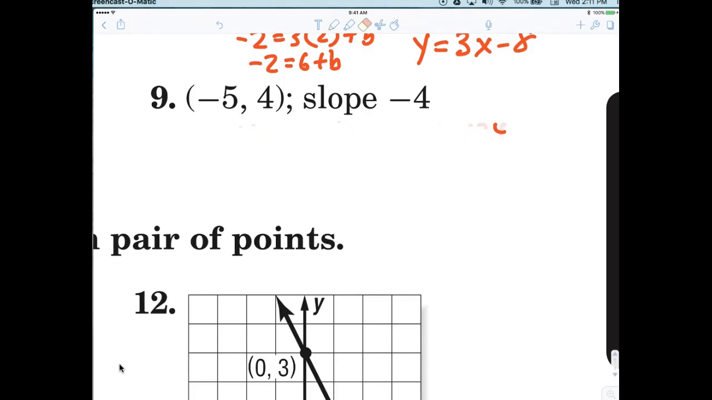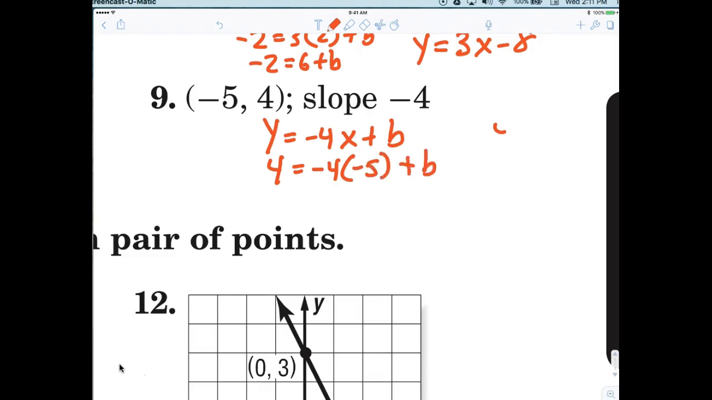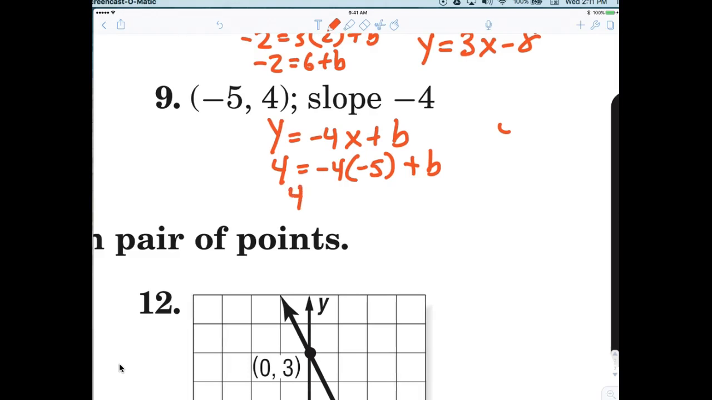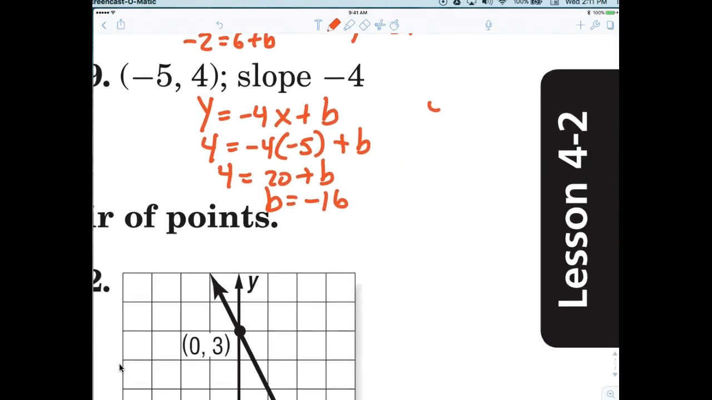All right, I'm on number 9, so here we go. I've got y equals negative 4x plus b. Did you write that down first? Now you sub in for x and y. What does y equal? 4 equals negative 4 times negative 5 plus b. Most of the time, the mistakes are made with the negatives. So now 4 equals 20 plus b. So b equals what? Negative 16. B equals negative 16. So now your answer, y equals negative 4x minus 16.